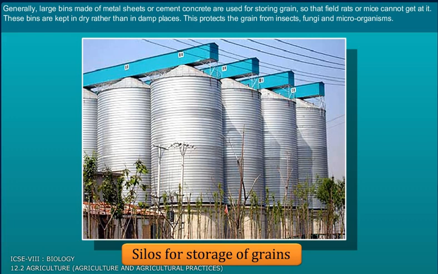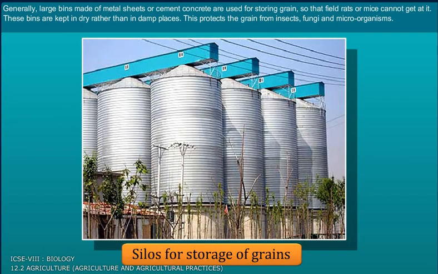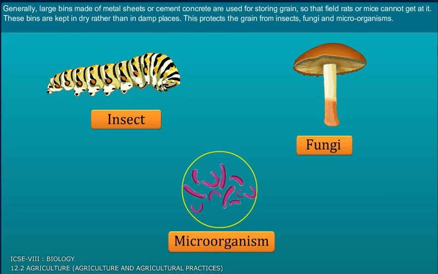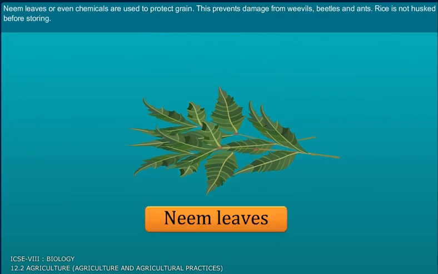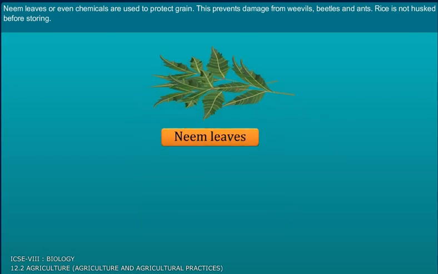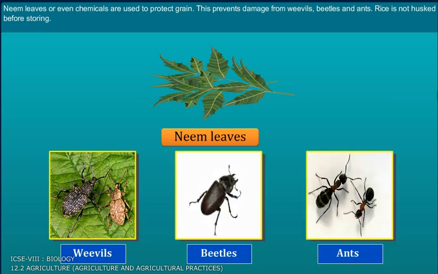Generally, large bins made of metal sheets or cement concrete are used for storing the grain, so that field rats or mice cannot get at it. These bins are kept in dry rather than in damp places. This protects the grain from insects, fungi, and microorganisms. Neem leaves or even chemicals are used to protect the grain. This prevents damage from weevils, beetles, and ants. Rice is not husked before storing.